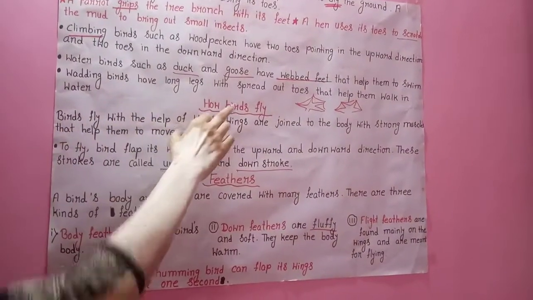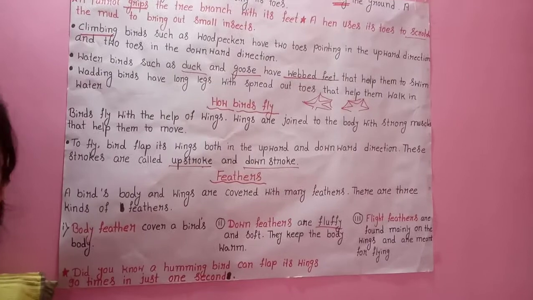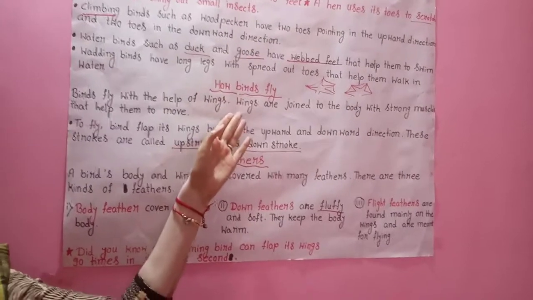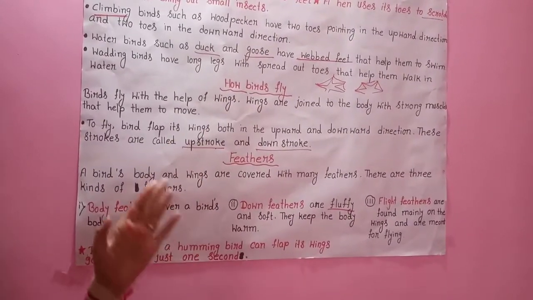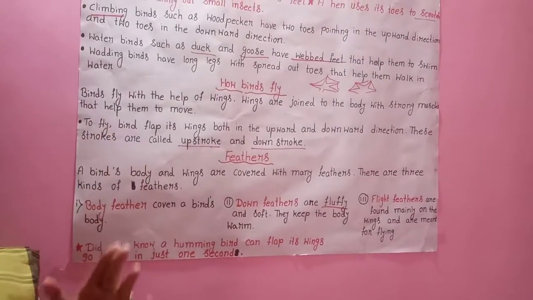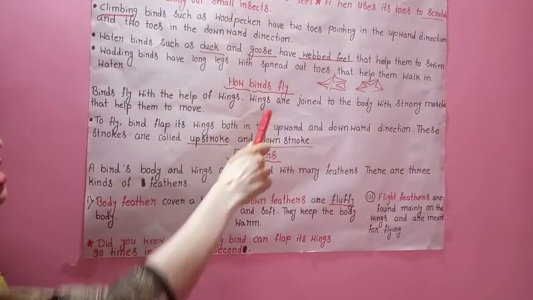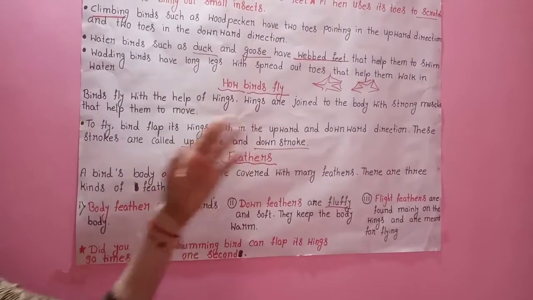Next one is how birds fly. We know that birds move from one place to another through flying. So how do birds fly? Birds have two wings, and wings help them to fly. Wings help them to move from one place to another. Wings are joined to the body with strong muscles that help them to move.